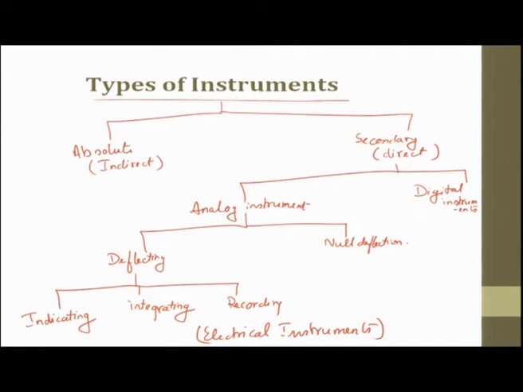So, the instrument can be classified into absolute and secondary. Then the secondary can be further classified into analog and digital. Digital is very popular today, and analog is basically where you can discretize between 2 points. This analog works on deflecting type and null deflection. Then this deflecting can be further classified into indicating, integrating and recording instruments.